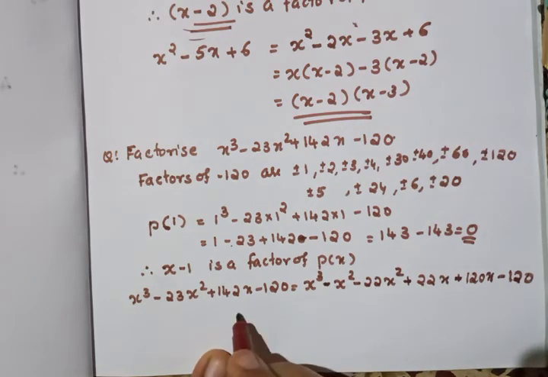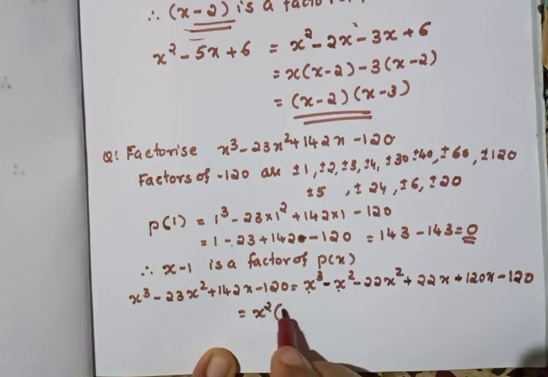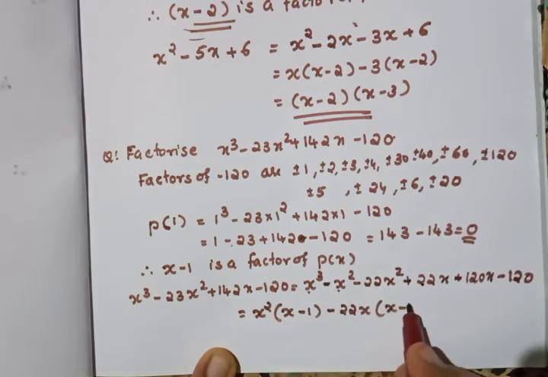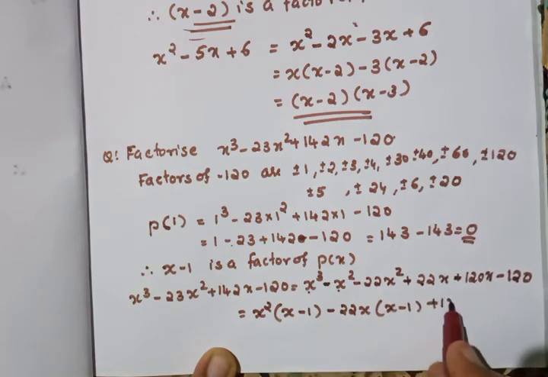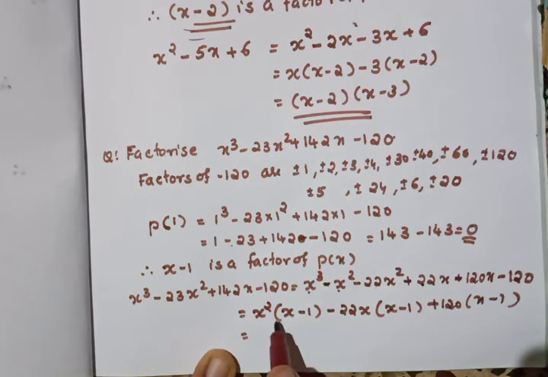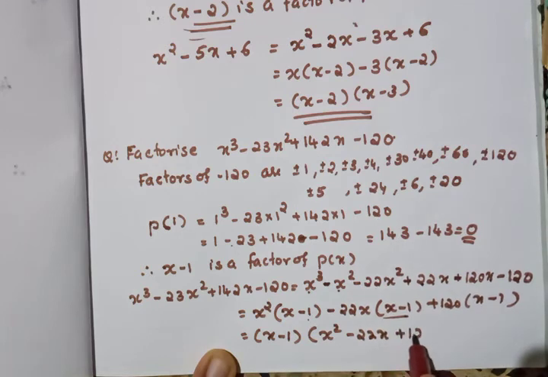Okay, then from the first two terms you can take x square outside, so it will be x minus 1. From next two terms again you can take negative 22x, you are getting x minus 1. From here you can take 120, you are getting x minus 1. Clear? Again see here, x minus 1, x minus 1, x minus 1. Take x minus 1 outside. What is remaining? X square minus 22x plus 120.